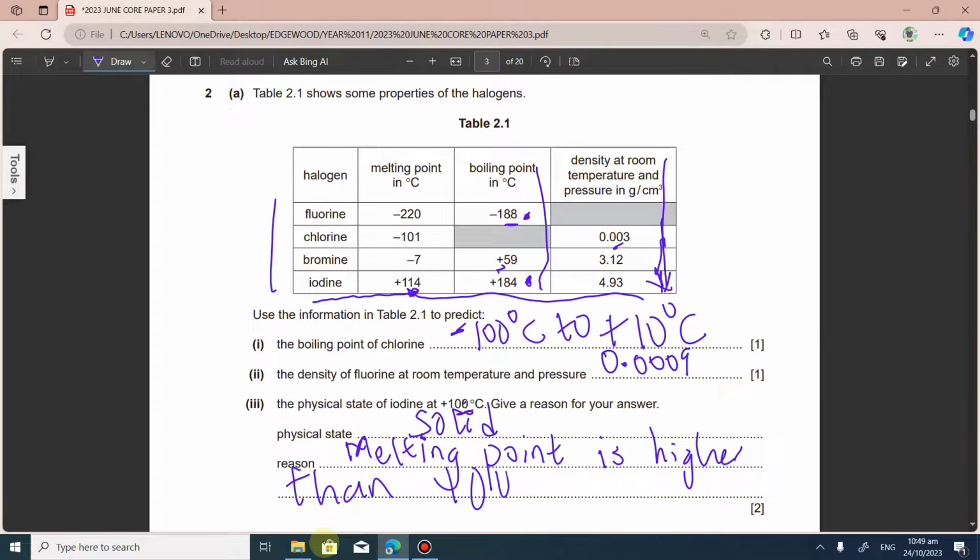So it is when you get to the melting point that the particles lose the strength of the bond holding them, and then the particles become free to move. But at the point where we are still lower than the melting point, the particles are still very much together. That is the essence of the reason. So the melting point is higher than 100 degrees Celsius, so it's still going to remain a solid.